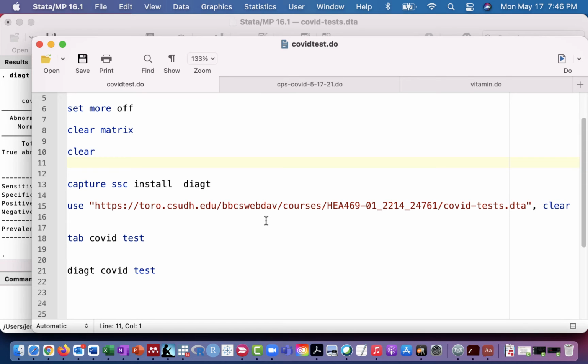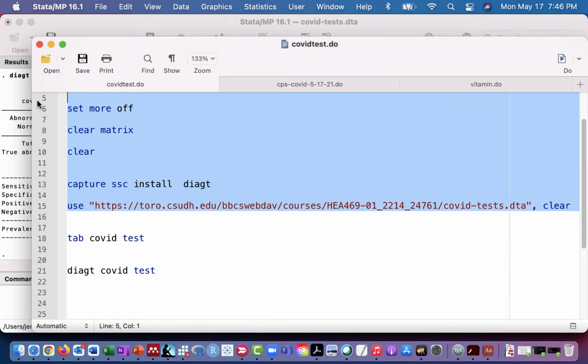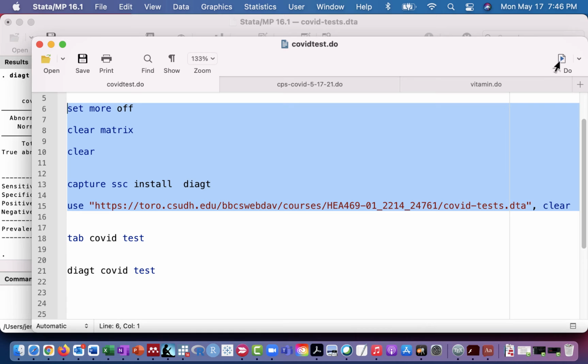Use, you could see that I'm typing the address of the data here, that COVID tests.dta, that's saved online, and COVID test.dta, that's the Stata data set that I'll use to evaluate diagnostic tests. So that's on the course website. So highlight all of that and press do, that play button.